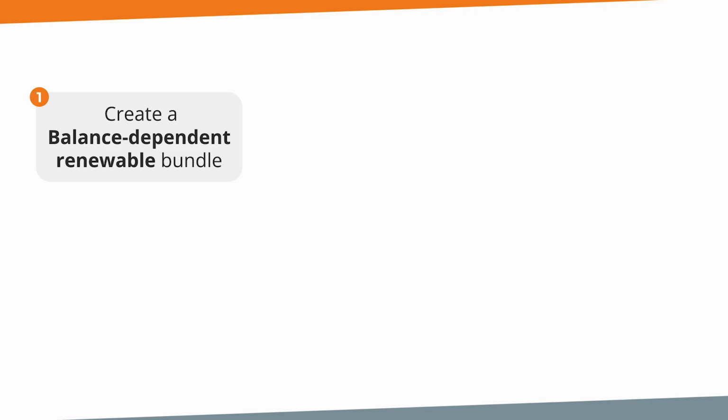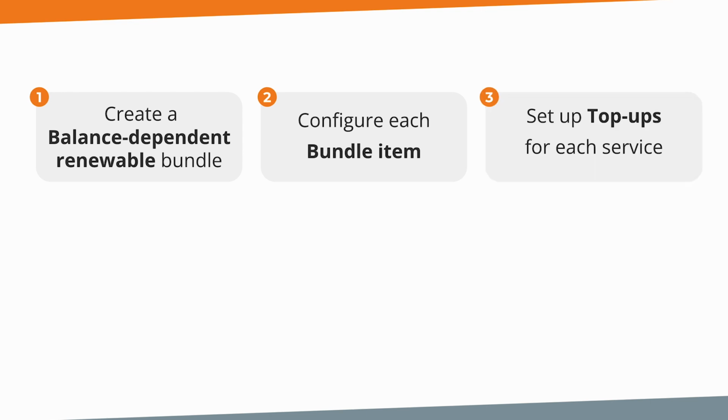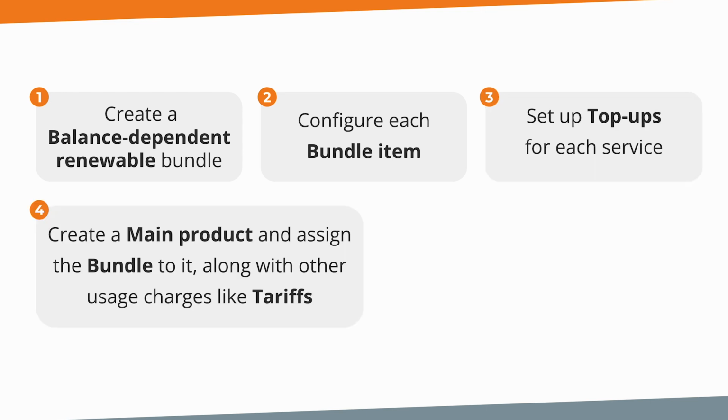First, we'll create a balance-dependent renewable bundle, a new type we've just added. Next, we'll configure each bundle item. This step involves allocating a fixed volume for each service in the bundle. Then, we'll set up top-ups for each service. After that, we'll create a main product and assign the bundle to it along with other user charges like tariffs.